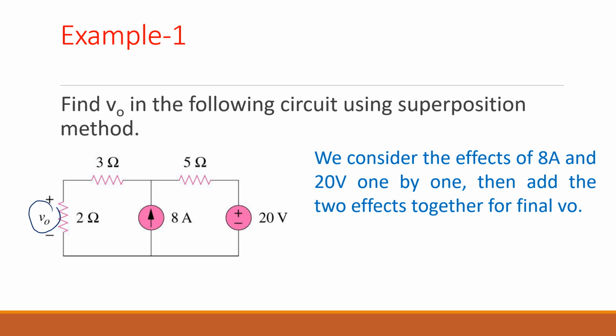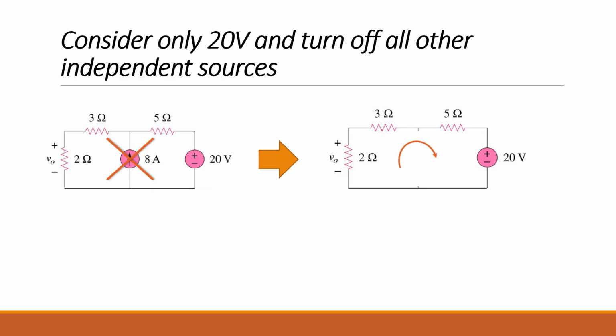If we are using the superposition method, we consider one source at a time. So let's consider the voltage source only. If I consider the voltage source only, I have to switch off the current source. I'm considering the 20 volts and turning off the current source. When the current source is turned off, what did we say? That will become an open circuit, so there is no path. No current means the current is zero. It's open circuit.